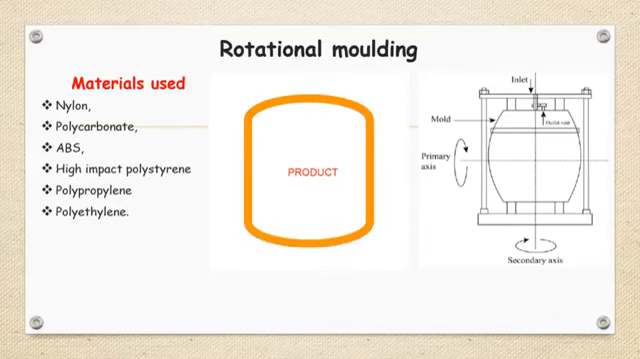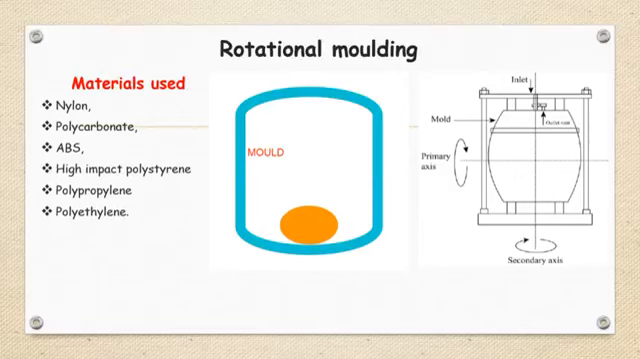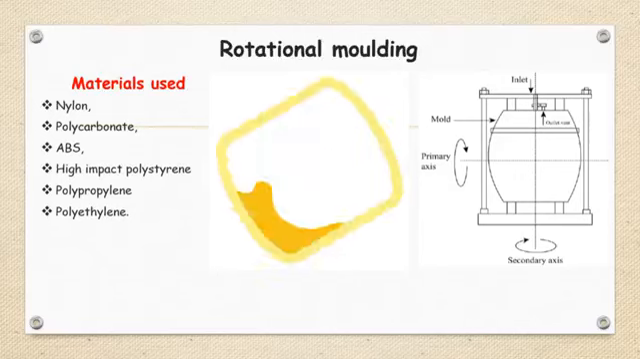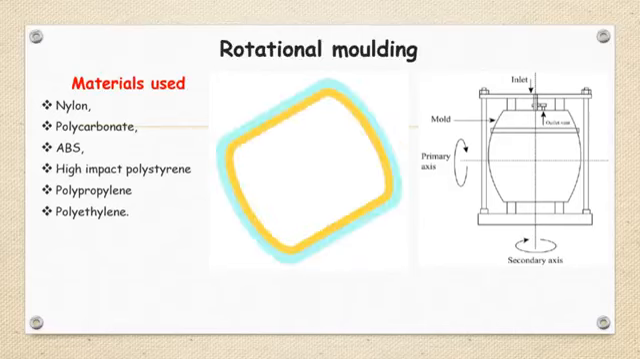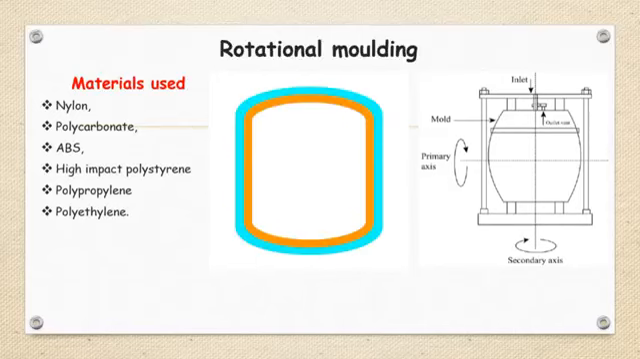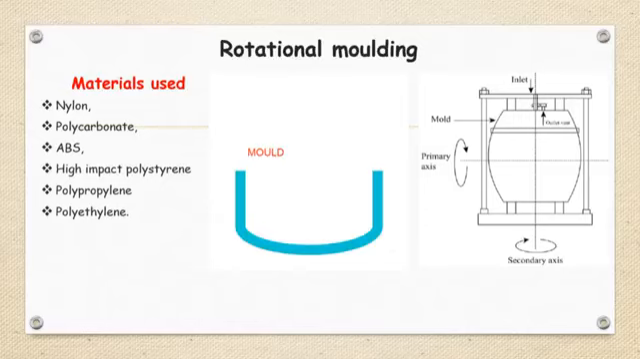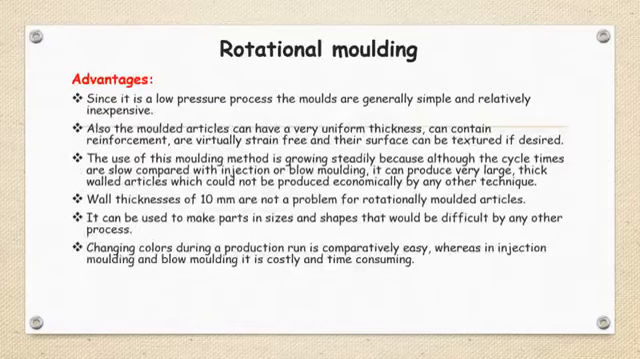You can see the same through this diagram. Primary axis, secondary axis, it is rotated about both axes and you get a component of the exact shape and size of the mold cavity. The materials preferred for rotational molding are nylon, ABS, polycarbonate, high impact polystyrene, again polypropylene and polyethylene. These are examples of materials you can prefer for rotational molding.